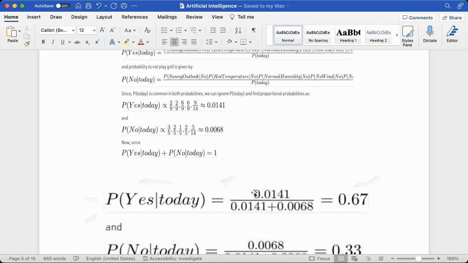P(yes), how many P(yes) do we have? We have 0.5, right? And P(no), we have this value. Why this value? Because in the case of yes, we have a total value of 0.014. In the case of no, we have 0.068, right?